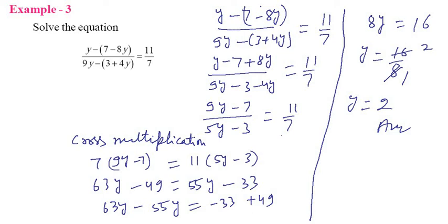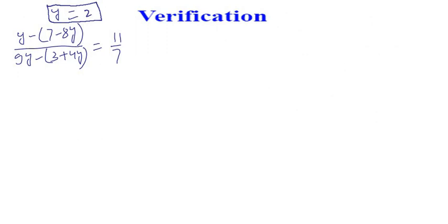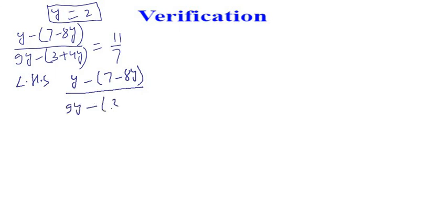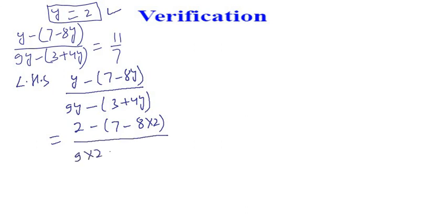So let us do the verification of these answers. Let us start. Now taking the left hand side of this one, that is y minus 7 minus 8y upon 9y minus 3 plus 4y. Now put the value y equal to 2 in this position. So 2 minus 7 minus 8 into 2, divided by 9 into 2 minus 3 plus 4 into 2.